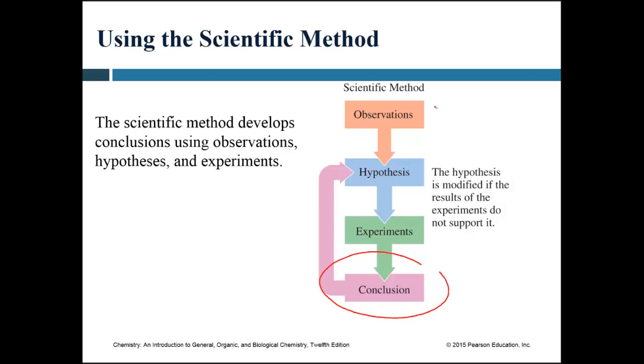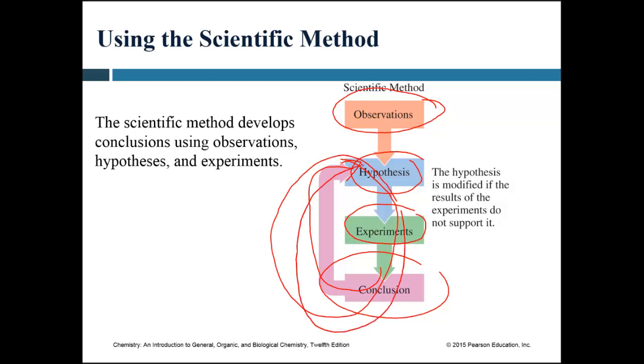So, you have the observation, then you come to why you think it happens that way. Then you test an experiment and see if you're right or wrong. If you're wrong, you may form a new hypothesis based upon that, and it becomes kind of a cycle. That's why they start calling it an inquiry cycle nowadays, because you're constantly asking yourself more questions. It's never really fully finished. The scientific method develops conclusions using observations, hypotheses, and experiments.